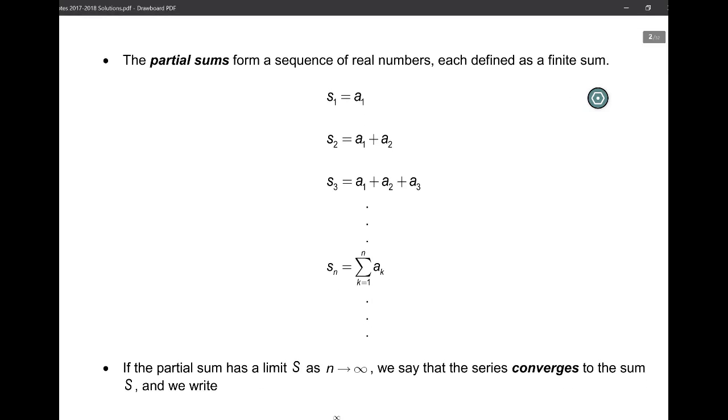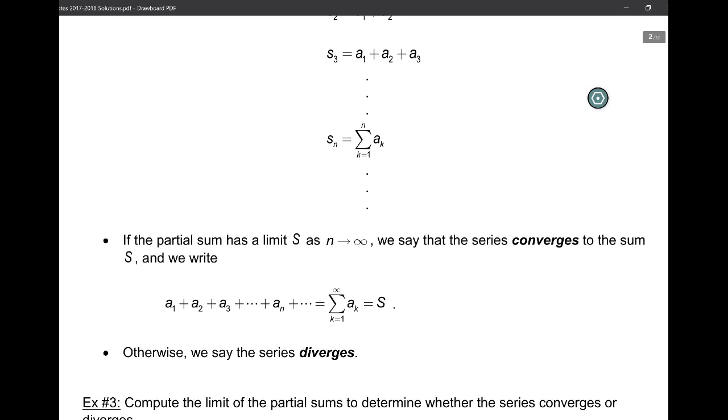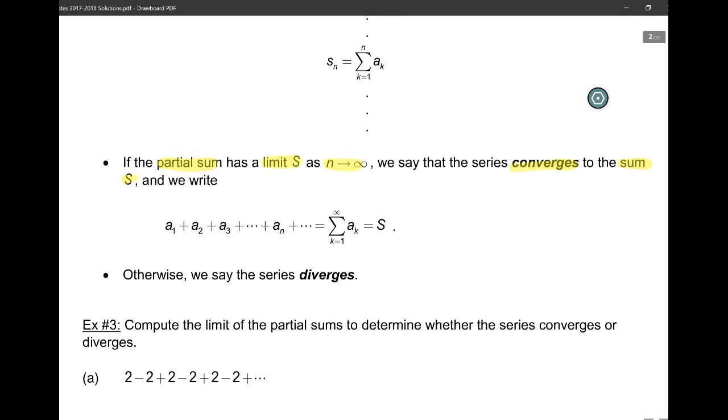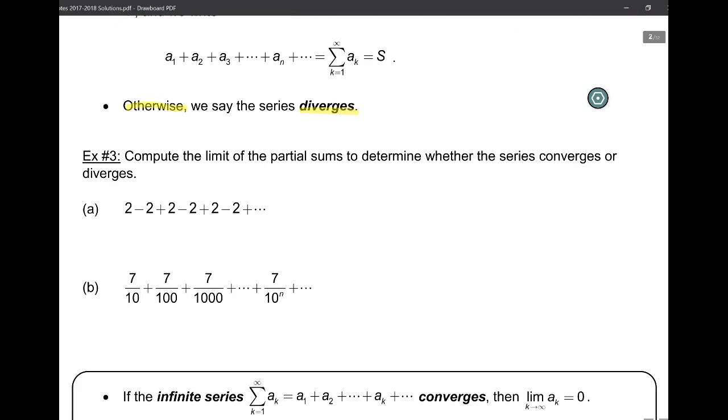So basically we look at the sum, we start with the first term, the sum of the first two terms, the sum of the first three terms, all the way to the nth term. So if this partial sum has a limit s as n goes to infinity, we say that it converges to the sum. Otherwise, we say the series diverges. So let's take a look at example 3.